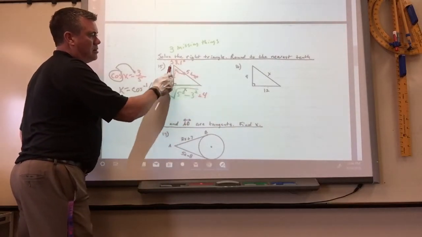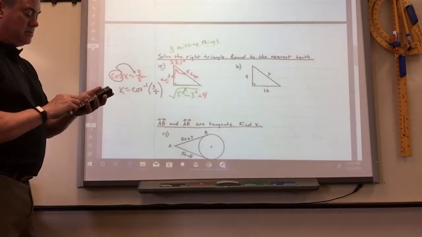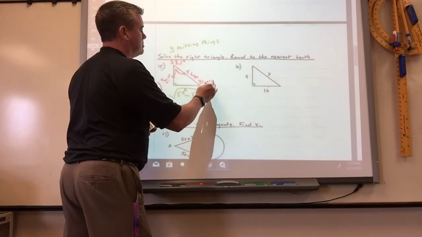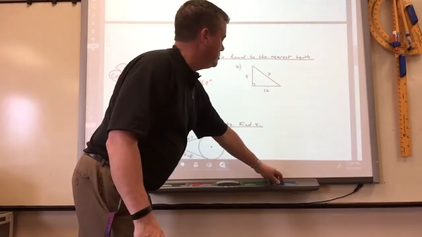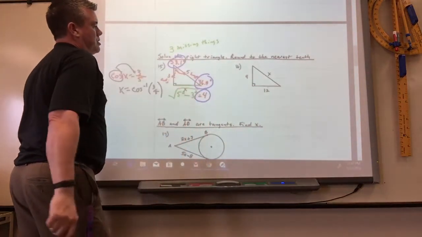And the other angle, they always have to add up to 90. So just subtract that off of 90. 36.9. So there's the 3 missing things.